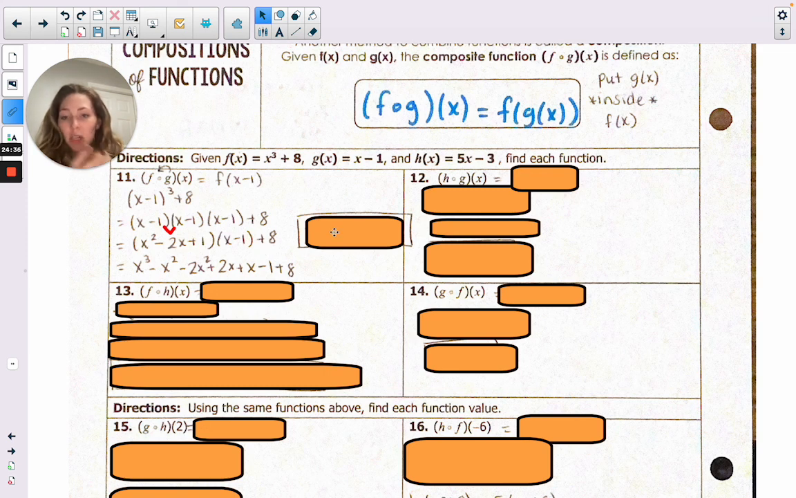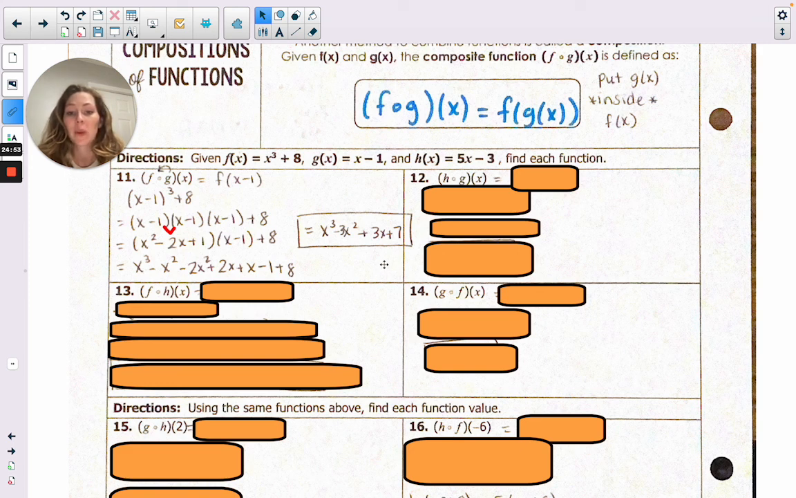And then combine like terms. x cubed is my only x cubed. Negative x minus 2x gets me negative 3x squared. Plus 2x plus x gets me plus 3x. And then negative 1 plus 8 gets me plus 7.